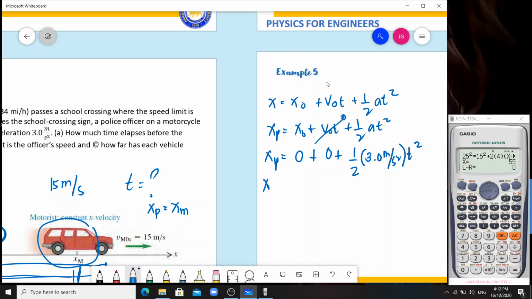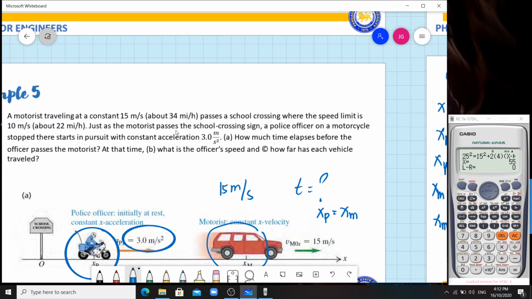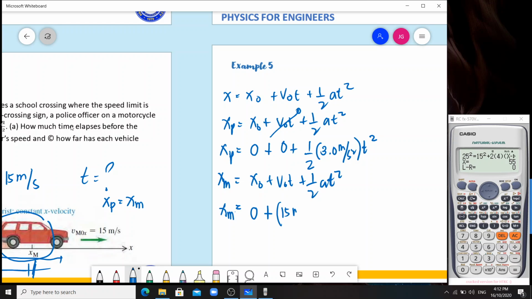Si motorist naman, XM equals X0 plus V0T plus 1 half AT squared. Ang X0 niya, sabihin na natin, is nung nalagpasan niya si policeman. So, 0 na lang din. Plus, ang V0T niya, di ba, kanina pa siya umaandar. Nung nalagpasan niya si policeman, ang velocity na niya is 15 meters per second, kasi hindi naman siya galing sa stop. Then, hindi natin alam yung oras na magkasabay sila.